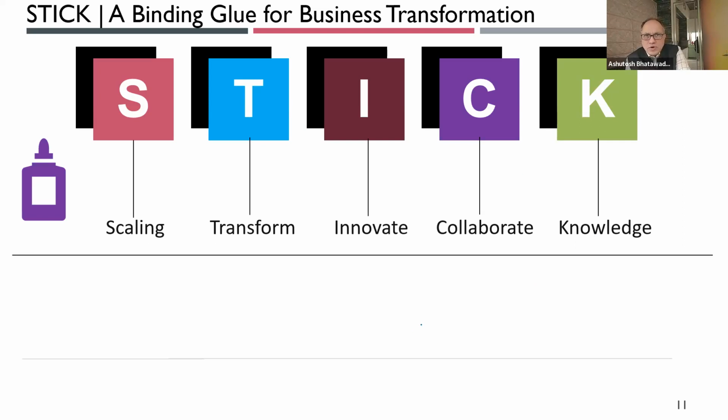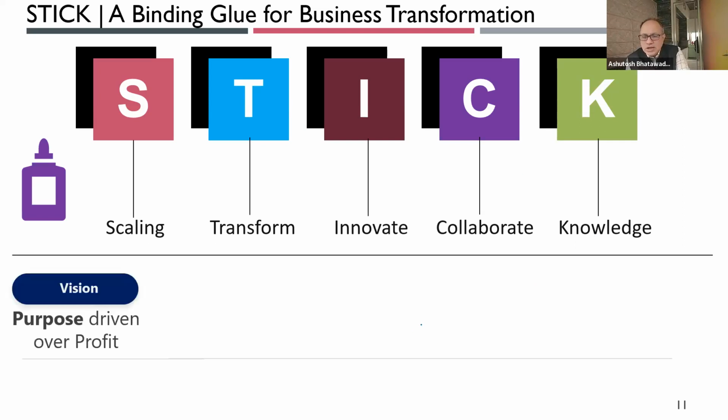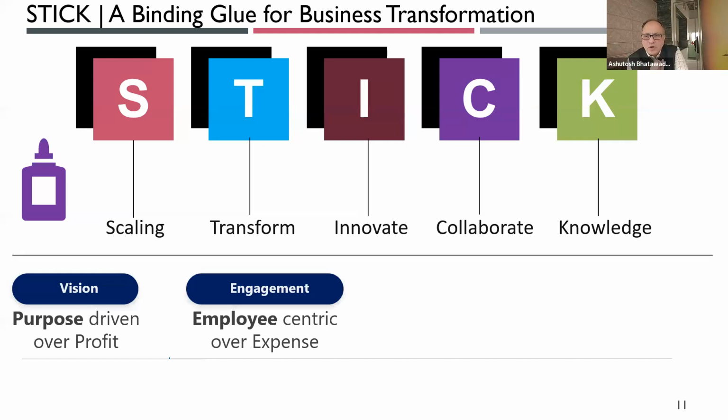Organizations which actually want to leverage this have to make sure that it is more of a purpose driven rather than a profit driven organization. I'll talk about this in the next slide. Not that profit is bad. In the next slide, you will see that profit is one of the key ingredients of a purpose driven organization, but only focusing on profit is going to be a problem. So that should be the vision of the organization.